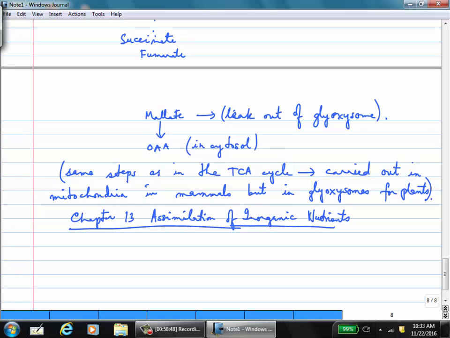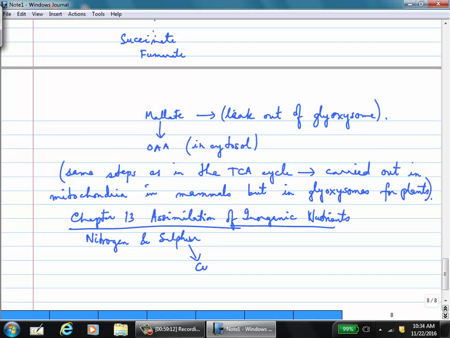So basically, we are going to talk about assimilation of nitrogen and sulfur. Plants need to absorb both nitrogen and sulfur. These are both essential elements. Nitrogen is needed in amino acids, and in nucleotides, to make nucleotides. And sulfur is needed for making cysteine, methionine, and some of the other amino acids.